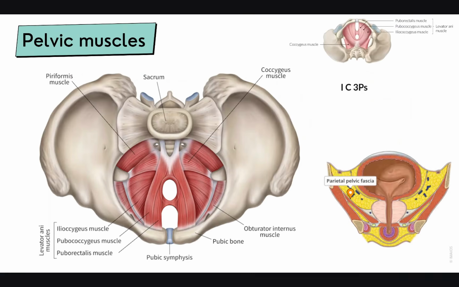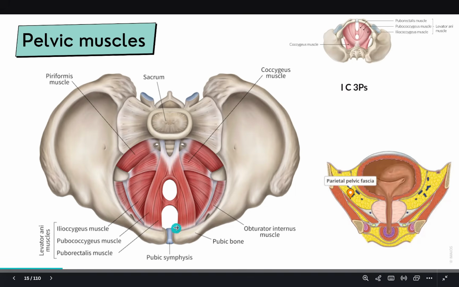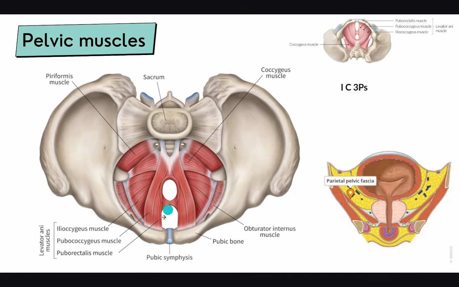Now, what about the floor of the pelvis? The floor of the pelvis is made up of three important structures. We have the coccygeus muscle, the levator ani, and the pelvic fascia. Now, you can remember the levator ani muscle is further divided into three muscles. Okay, we have the puborectalis muscle, which is over here, and it has two holes: the hole for the urethra and the vagina, and the hole for the rectum.